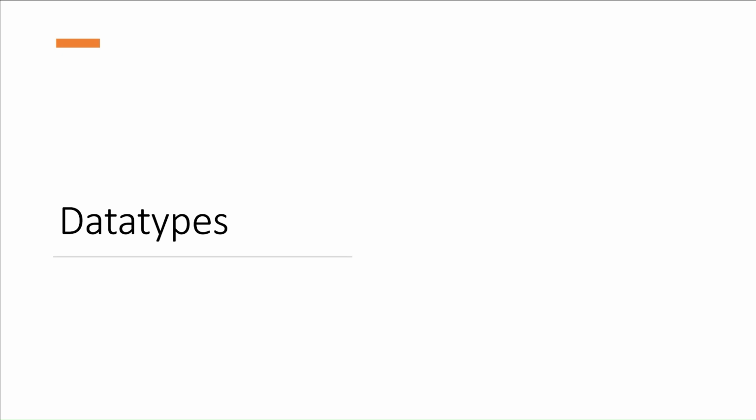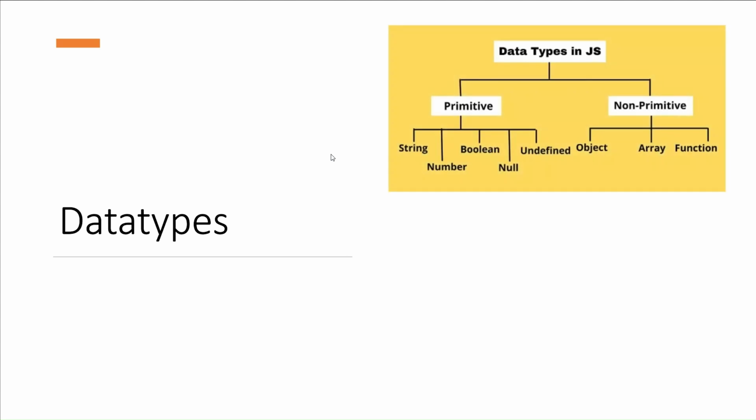Now, let's talk about data types. Think of them as different flavors of information. Data types in JavaScript are primitive and non-primitive. In the primitive, we have string, number, boolean, null, undefined. On the non-primitive side, we have object, array, and functions.